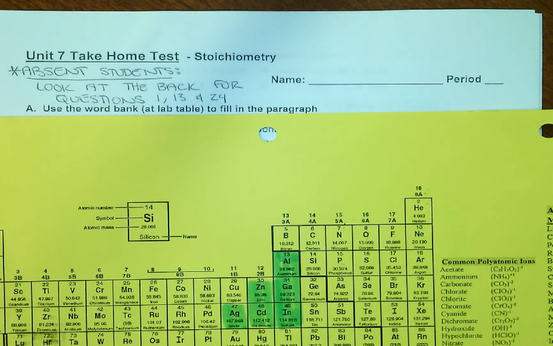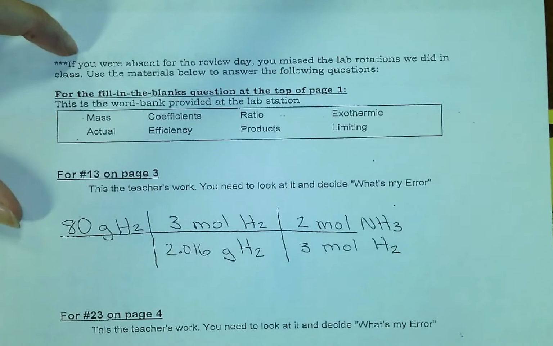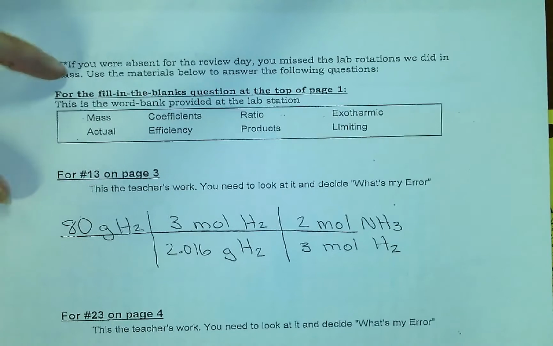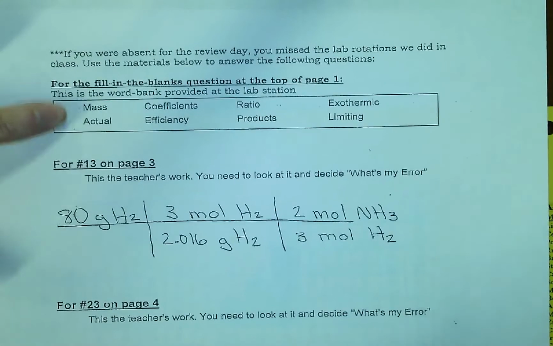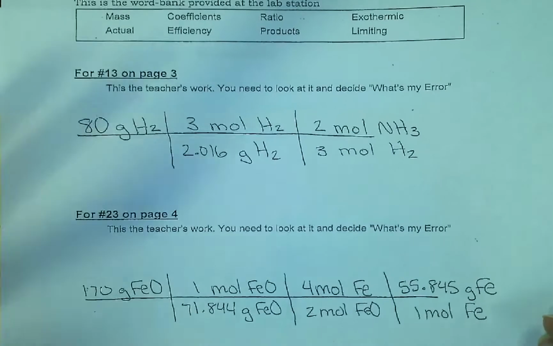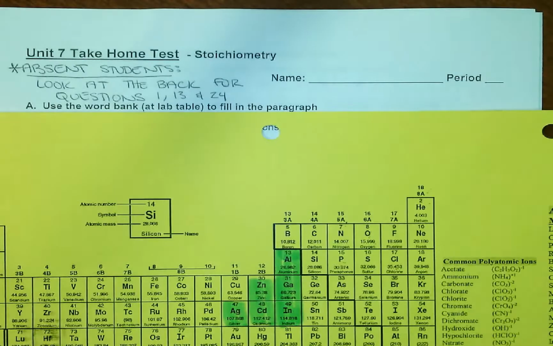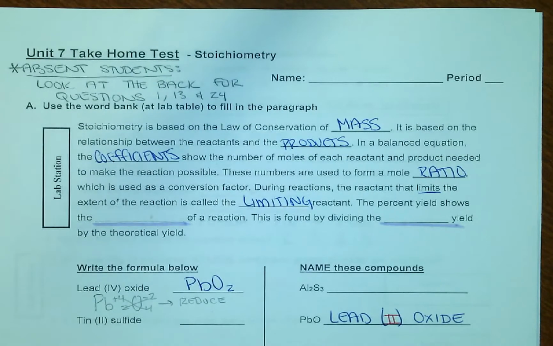If you were absent for your classes in class review, please take a look at the very last page. We did a lot of these as stations for the students in class. So for the first question, there's the word bank, for question 13 and for question 23. The material you need is on the last page of this. Using the word bank on the back, I want to take a look at some of that vocabulary.